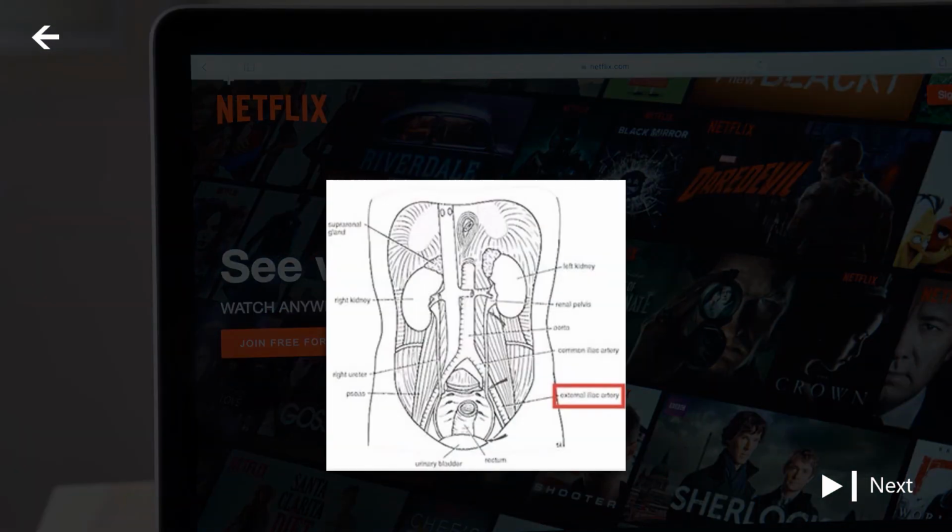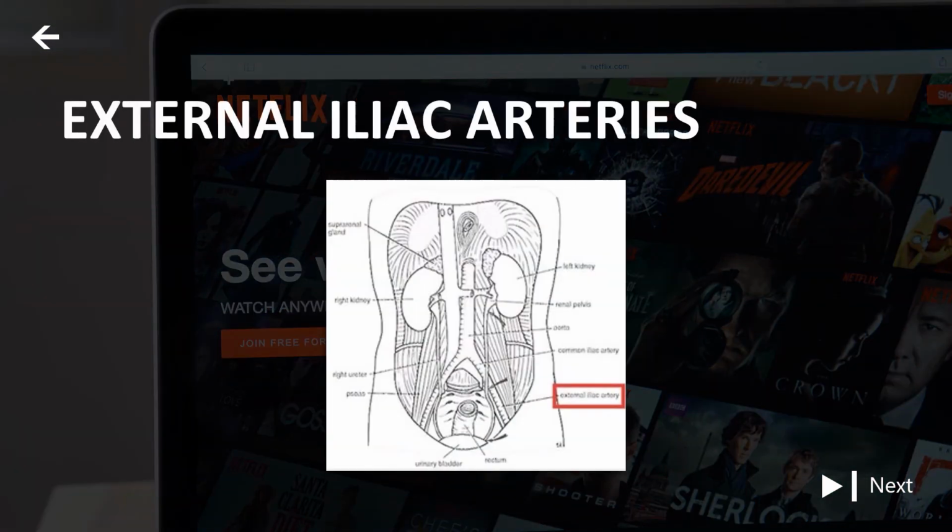The next one would be the external iliac arteries. The external iliac arteries run along the medial border of the psoas, following the pelvic brim. It gives off the inferior epigastric and deep circumflex iliac branches.